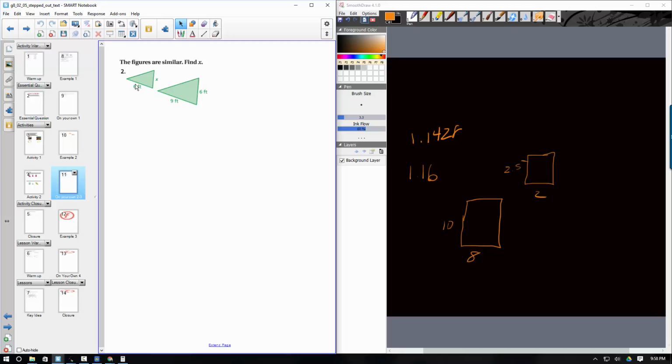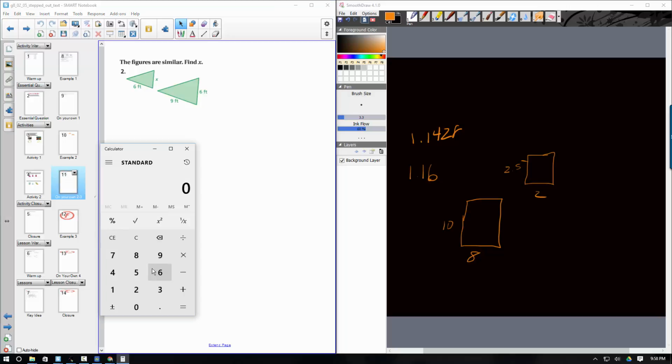This one here, I'm going to look at my corresponding sides. I'm going to try to find x, which is a smaller side length, so I have to find a scale factor that is smaller than 1. So that would be corresponding sides 6 and 9. So I'll take 6 divided by 9. That should be a number smaller than 1, which it is, and multiply that by 6. And that means that x equals 4.